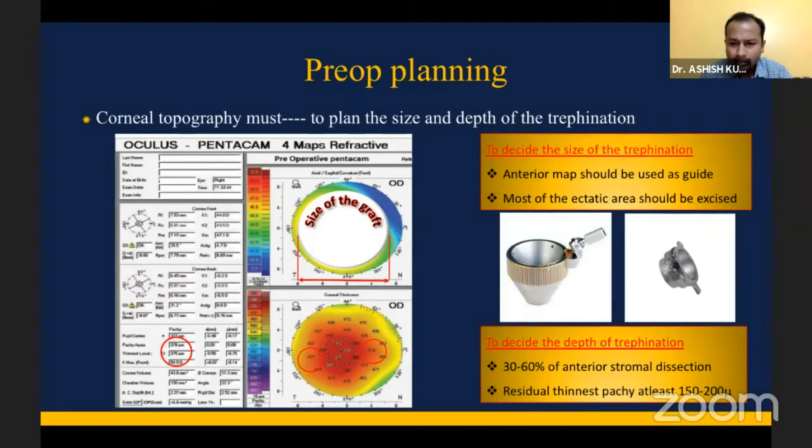To decide the depth of the trepanation, you basically want to remove 60% of the anterior stroma, and the target would be to leave at least 150 to 200 microns. So suppose this cornea has almost 375 microns in the center, you want to remove around 200. So you put your depth at 200, and then you'll be left with 175 once you dissect.